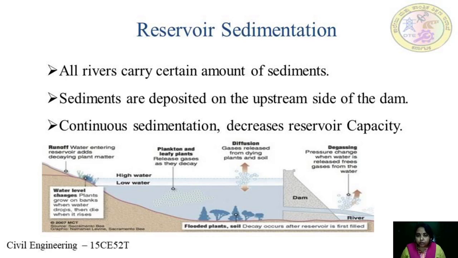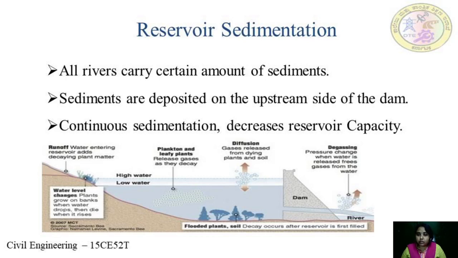You can see this in the figure, that is the excess runoff water that is entering the reservoir. It carries the decayed plant matter along with it at the starting stage, and as this plant matter gets deposited in the reservoir, the water level changes. Yes, automatically the water level changes. Initially you have seen the water to be at a lower level, but when these plants are deposited, automatically the water level rises, and these plants which grow on banks, when water drops off, they die.